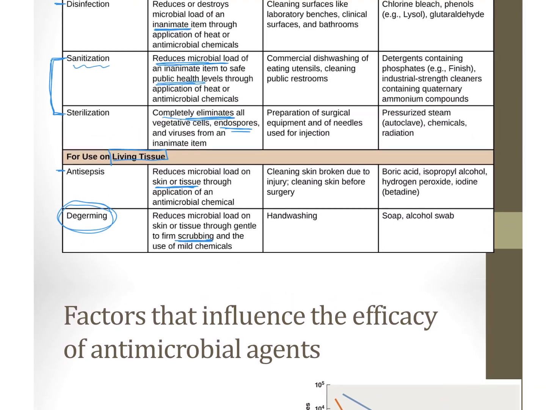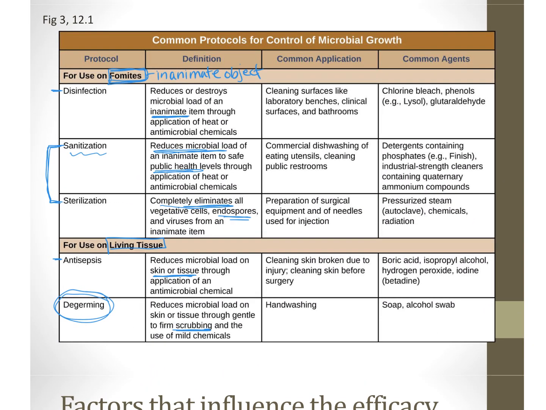One thing I forgot to mention here, I wanted to cover two suffixes, static and cidal. I wanted to make sure you know the difference between those two terms. If something is, say, bacteriostatic, that means it just would keep bacteria from growing. We'll say keep microbes from growing.